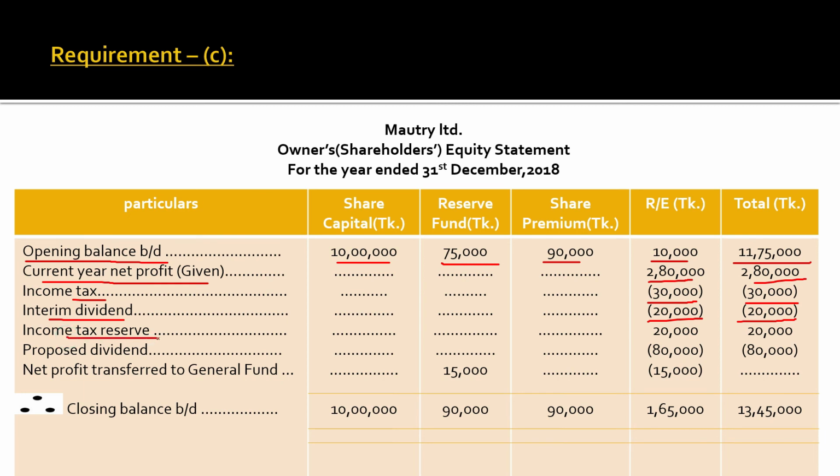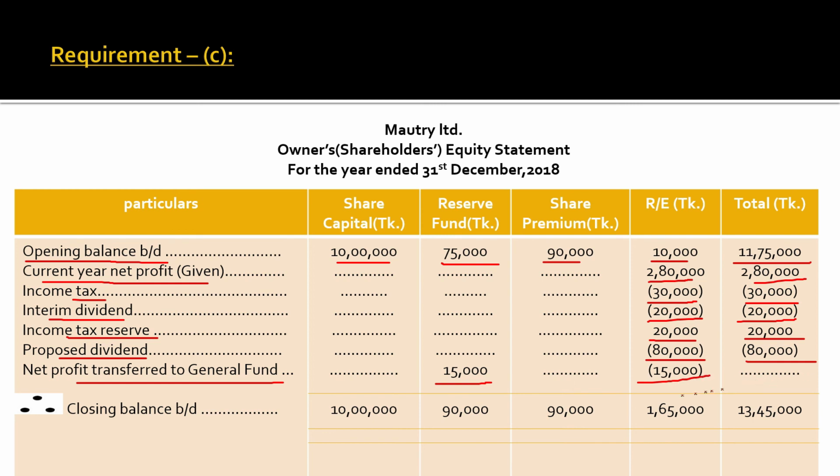Income tax reserve will be added to retained earnings column and also will be added to total amount column. Now proposed dividend will be deducted from retained earnings column and also be deducted from total amount column. But net profit transfer to general fund will be added to reserve fund and it will be deducted from retained earnings column but will not be shown in total amount column.